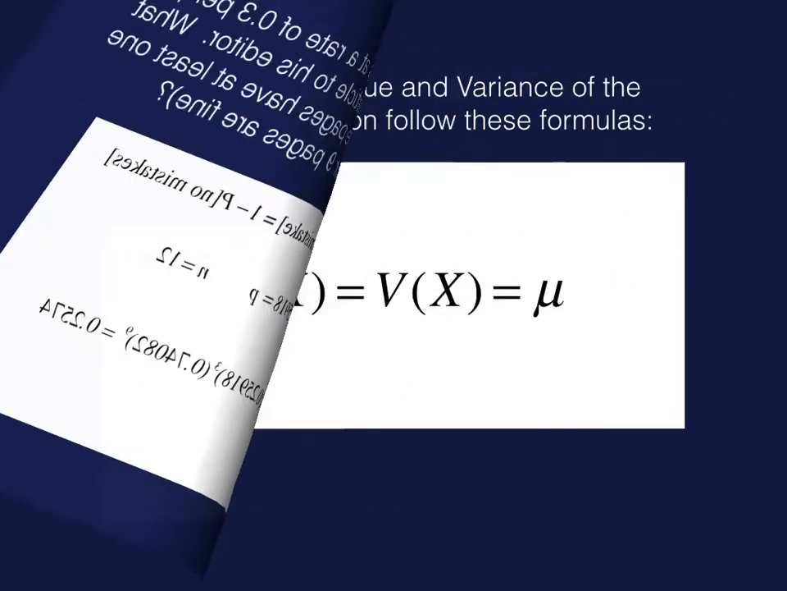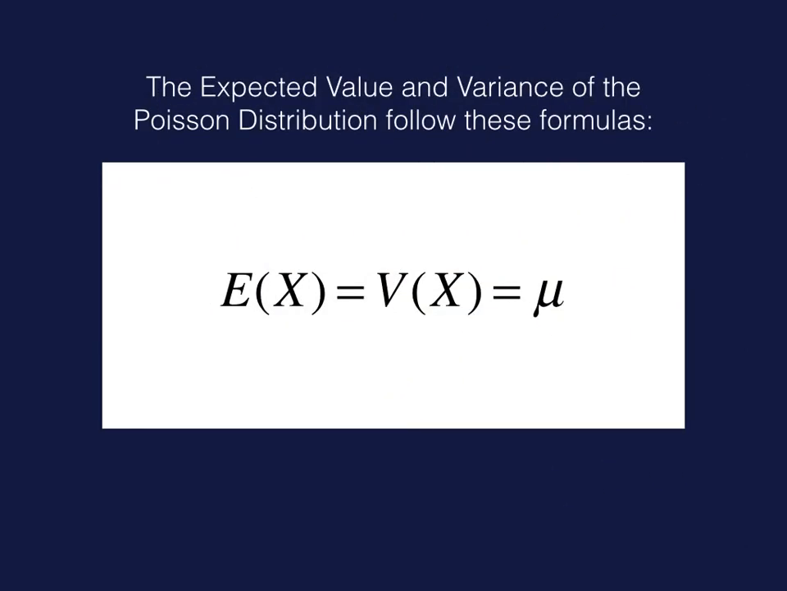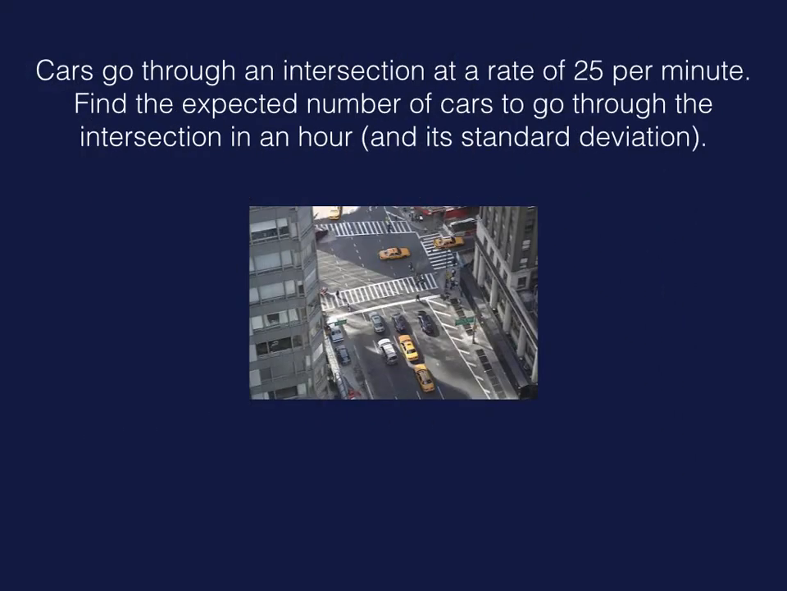Okay, moving on to the expected value and variance. Well, in Poisson, it's remarkably simple. They're both the same number. They're both the expected value. Okay, so let's see how this works. Let's say we have an intersection that cars go through at a rate of 25 per minute. All right, let's find the expected number of cars in 1 hour and its standard deviation.